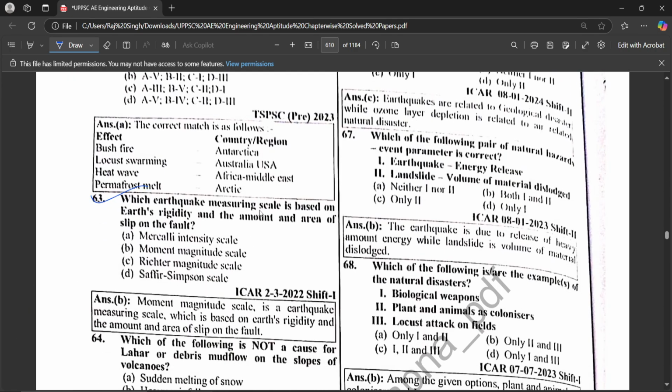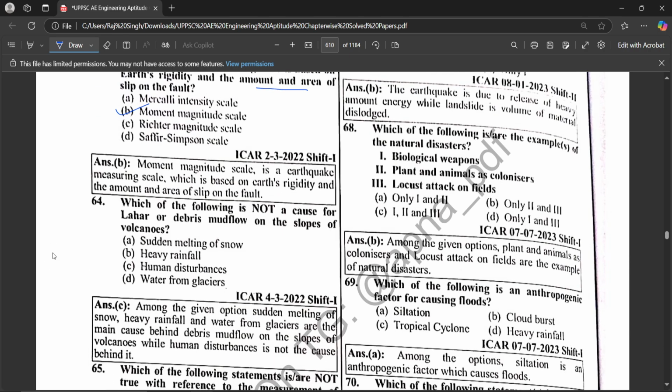Which earthquake measuring scale is based on the Earth's rigidity and the amount and area of slip on the fault? The moment magnitude scale. Which of the following is not a cause of lahar or debris mudflow on the slope of volcanoes? Human disturbance.